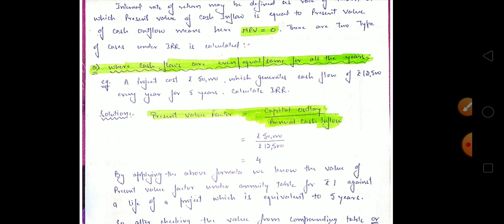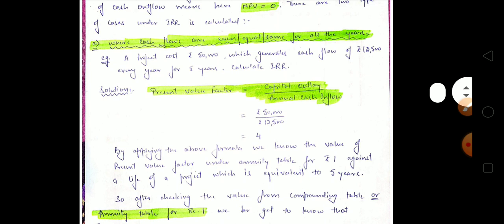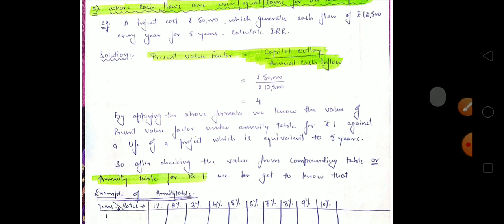There are two types of cases under which internal rate of return is calculated. The first case we will discuss here is where cash flows are even, equal, or the same for all years. Let's take an example. A project costs rupees 50,000 which generates cash flows of rupees 12,500 for every year for 5 years, because the life is 5 years. Calculate internal rate of return.